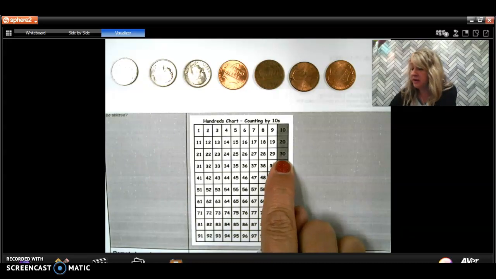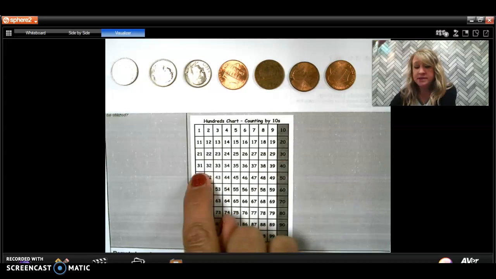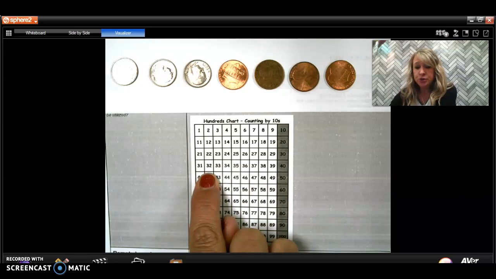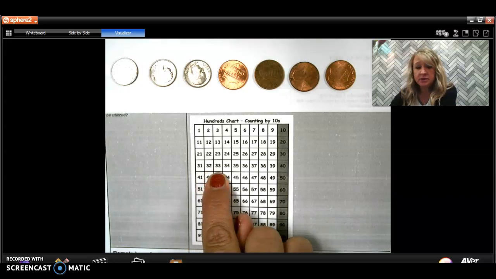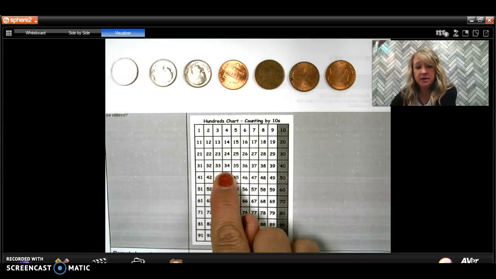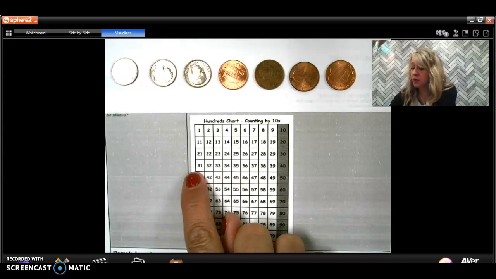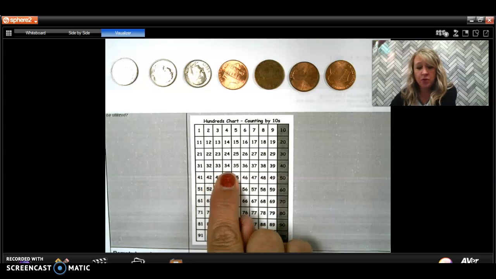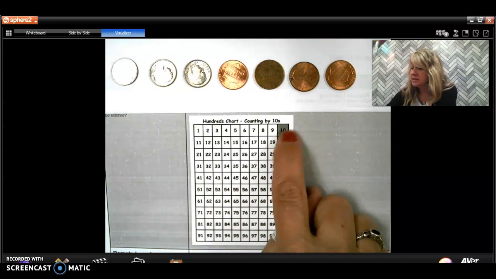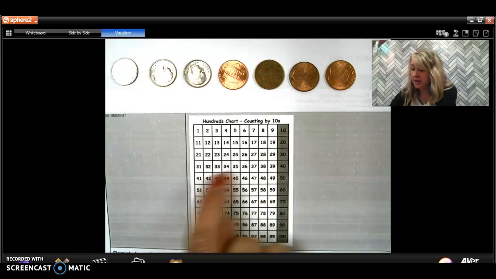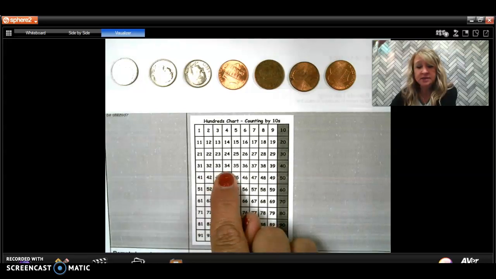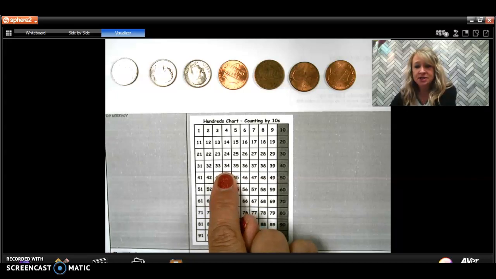Ones. So we have 30, and then we're going to move one space, 31, 32, 33, and our last one is 34, because we have 4 pennies. 1, 2, 3, 4. 3 dimes and 4 pennies gives us 34 cents.